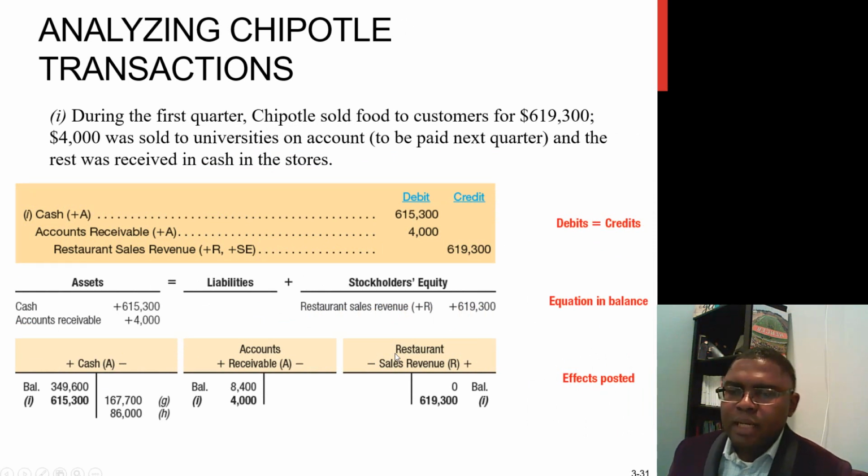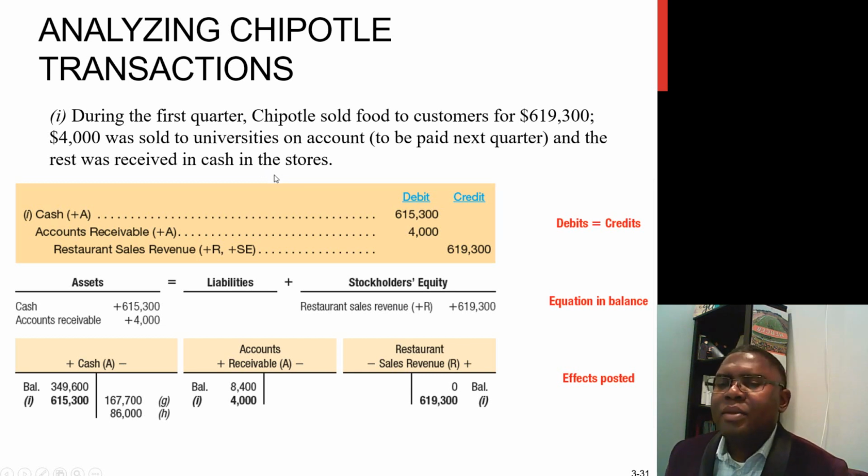All right, let's look at another transaction. This is during the first quarter. Chipotle sold food to customers for 619,300. 400 was sold to universities on account. So an account is to be paid the next quarter, and the rest was received in cash in the store.